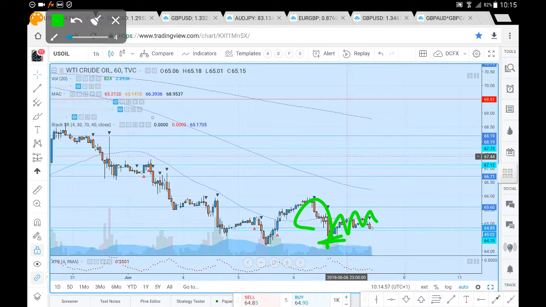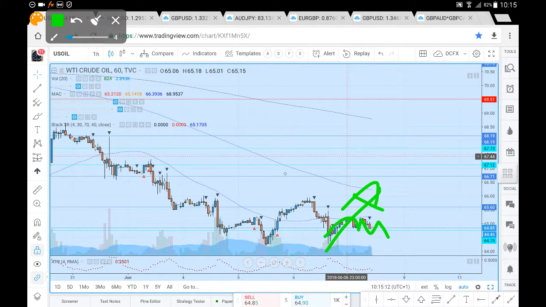So we've had this bit of a recovery from testing our lows. Came pretty close towards a test of that 64.20. We do appear still be a bit weak at the moment. We're not seeing a strong, sharp price correction to the upside.